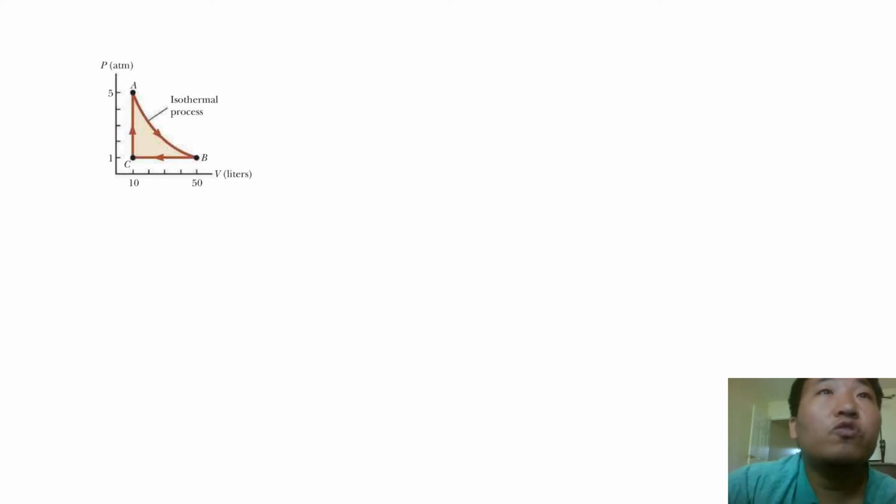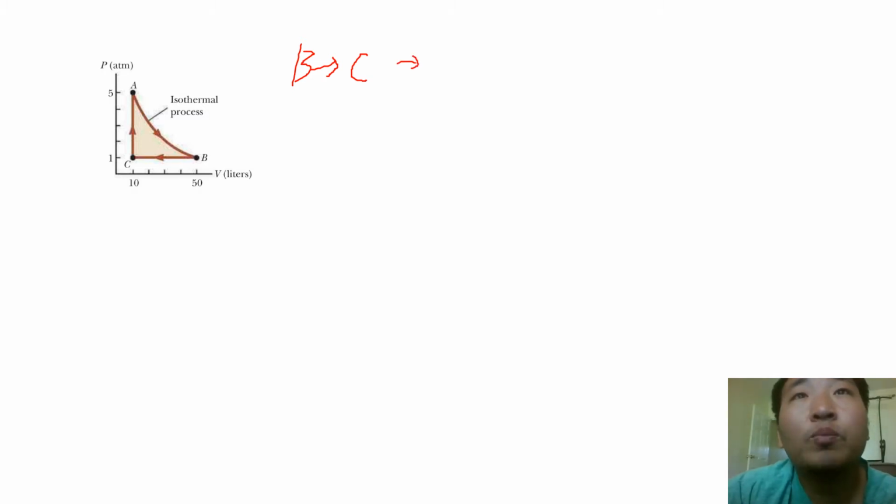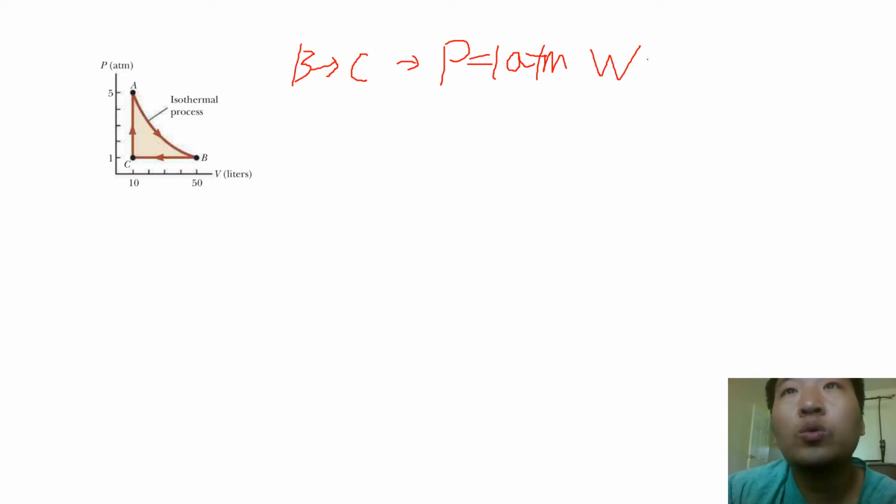In this slide, we will focus on the B to C process. As we said in the beginning, B to C is an isobaric process because the pressure is 1 atm and there's no change in pressure, so the work done is equal to P delta V. And also, because of no change in pressure, the heat transferred is zero.